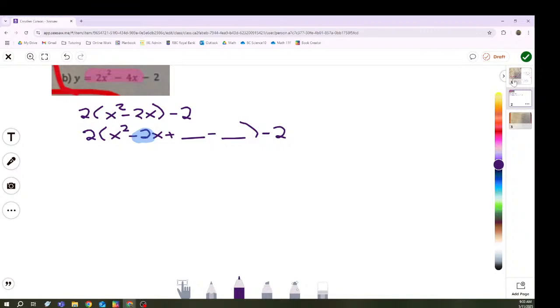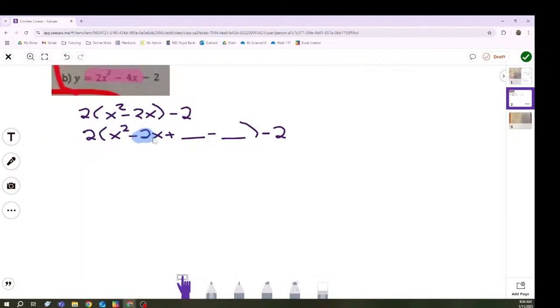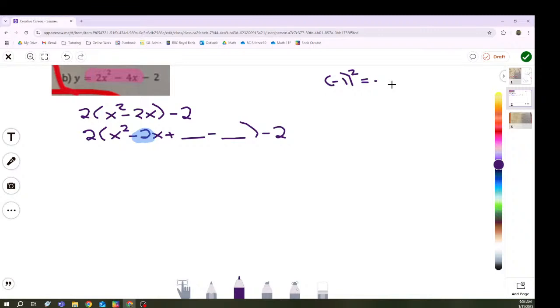Let's go back as a refresher. We have to divide by 2 and then square it. Okay, so if we were to divide this by 2, what's negative 2 divided by 2? And squared, not negative 1, because if you've got negative 1 and you square a negative 1, what happens when you have negative 1 times negative 1? Positive 1. So we're going to have a plus 1 and a minus 1 in both those spots.